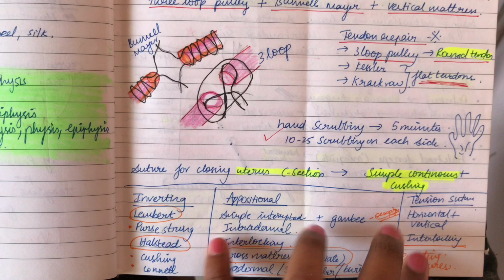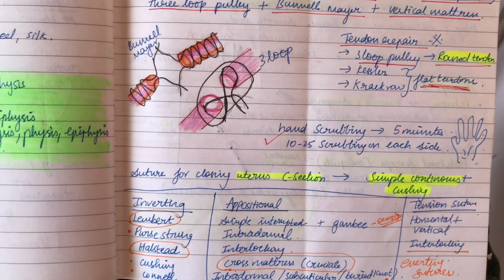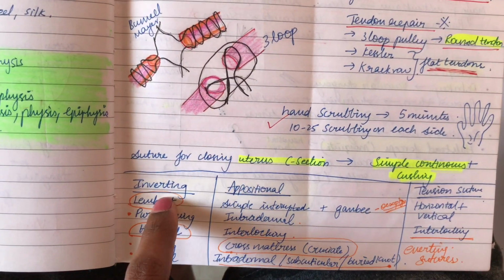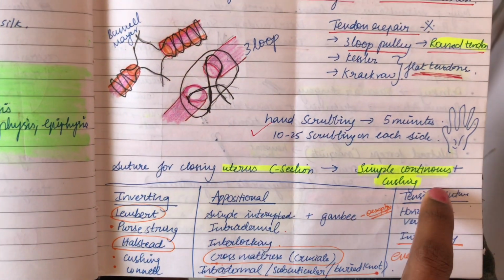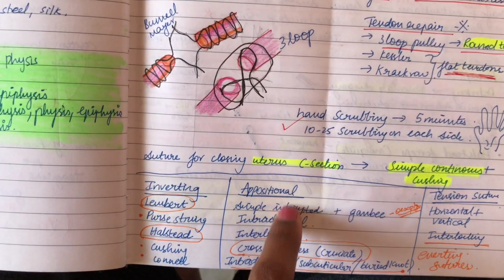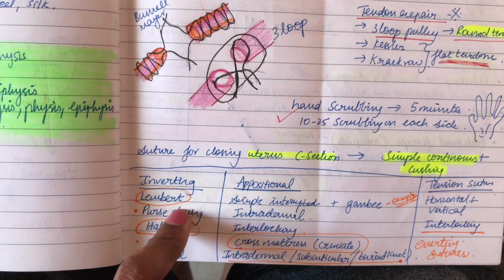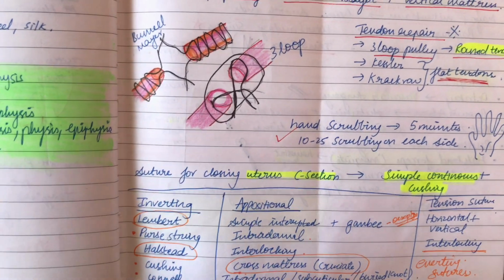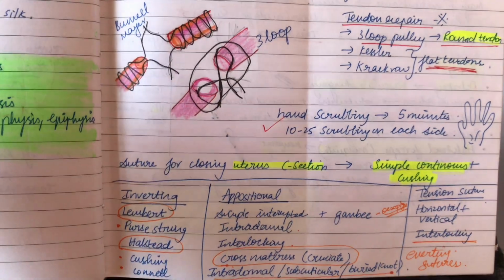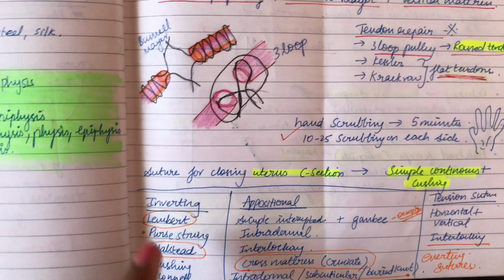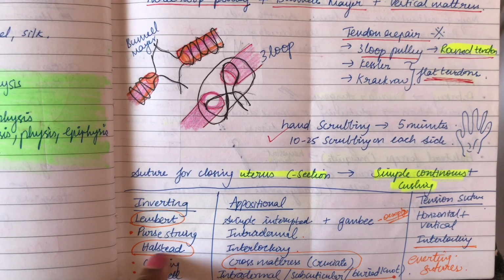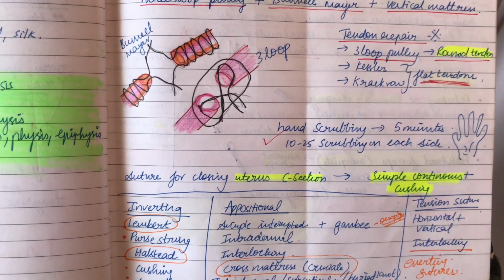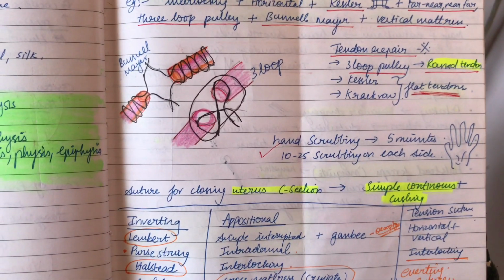Here I have made a tabular column for different suture patterns: inverting sutures, appositional sutures, and tension sutures. So I have written all the sutures that come under a particular category, and I've also highlighted the sutures that I always forget, so that when I revise, I will give more importance to that particular word and I can remember better.